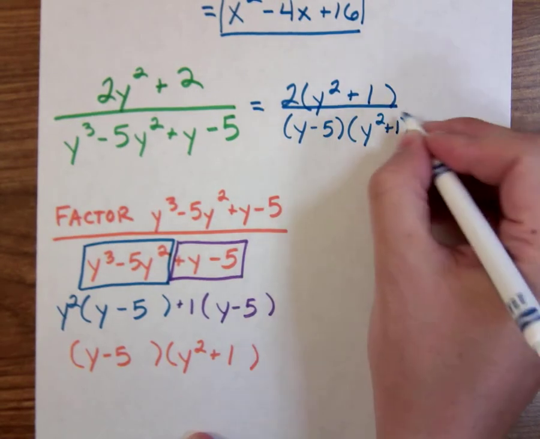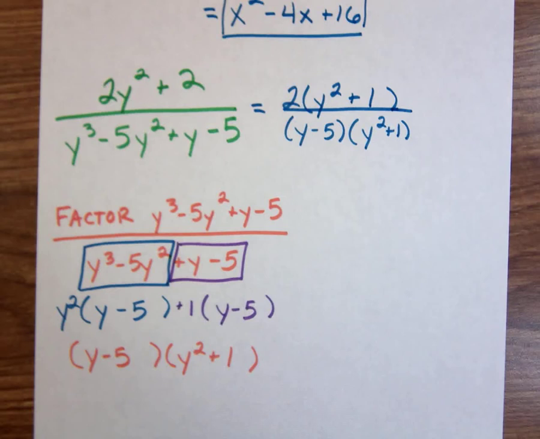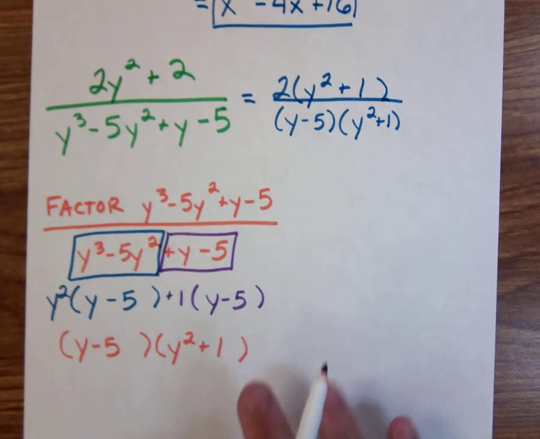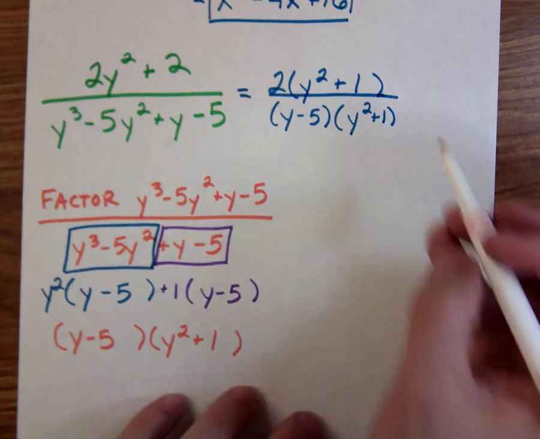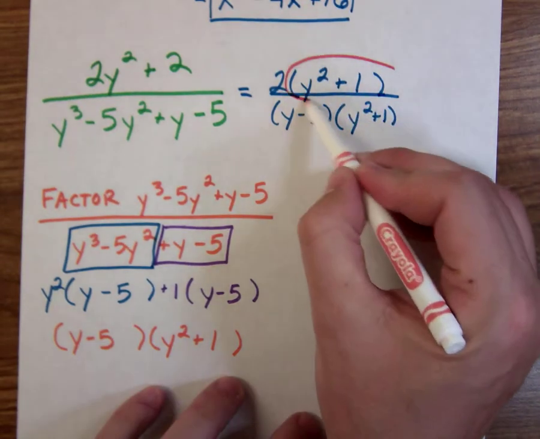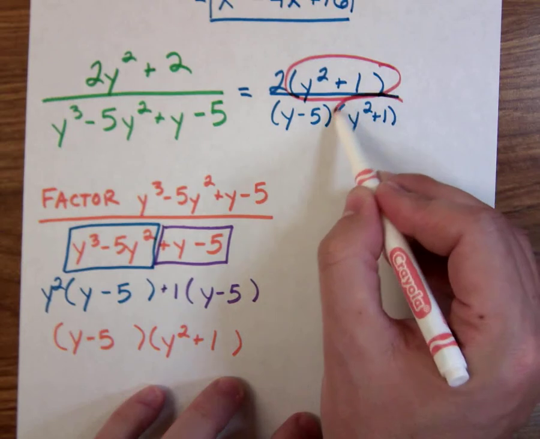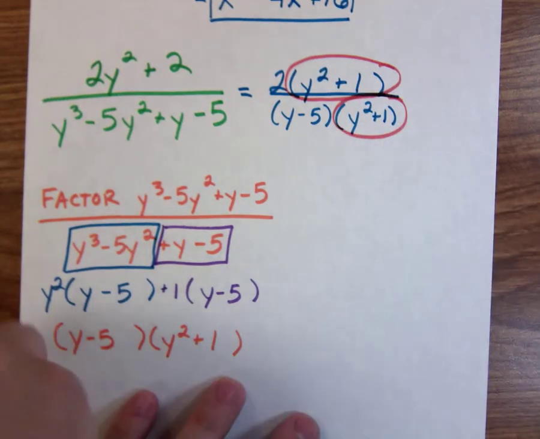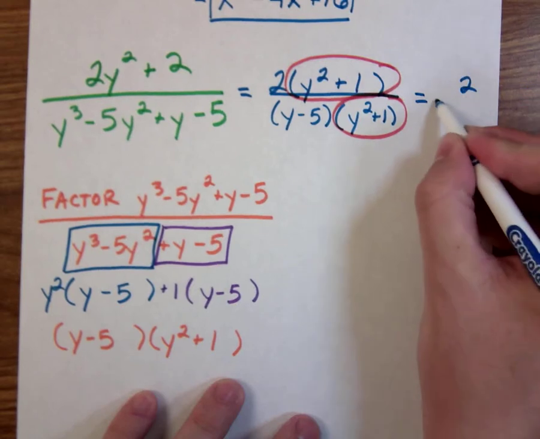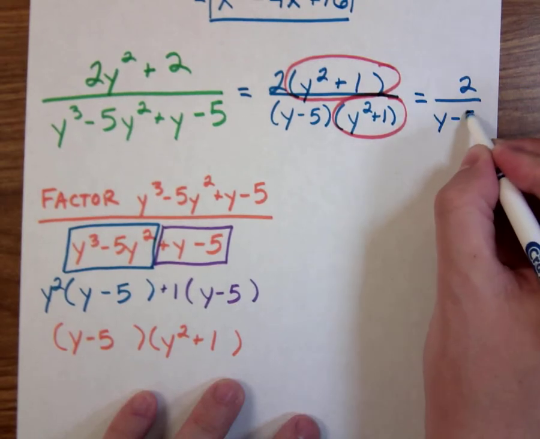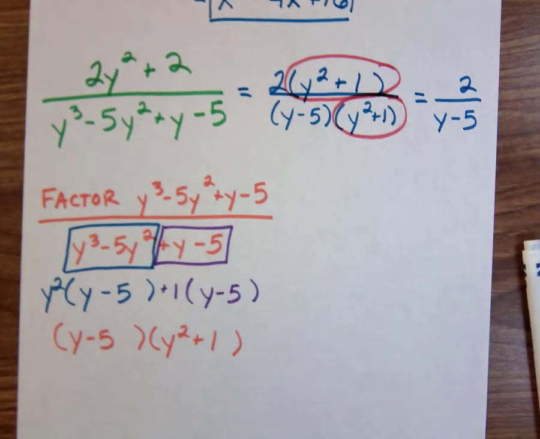Oh, but wait. Oh, but wait! There's more. There is? What do you mean there's more? That looks pretty good to me. No, you're lying. I'm lying? How dare you? The y squared plus 1 terms cancel. Yeah! Y squared plus 1, y squared plus 1, gone. Which means the answer is 2 on the top and y minus 5 on the bottom.